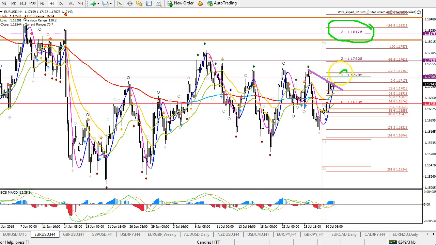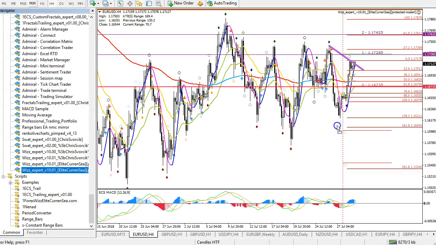We see that price could stop in this zone because there's a lot of tops in here, but if it breaks above the first Wiz level and those tops, there could be further gains to be found between 1 and 2 and the second and third Wiz level. Of course, we can also use the bottom.